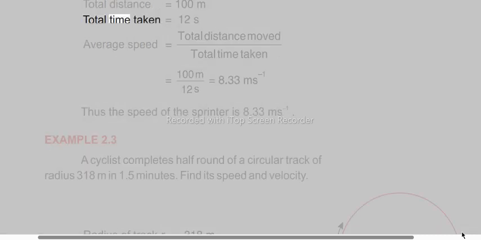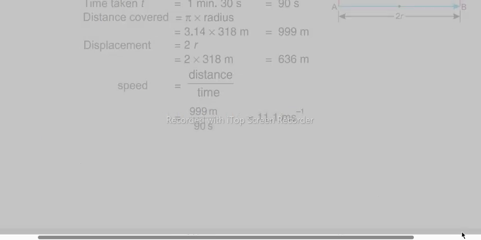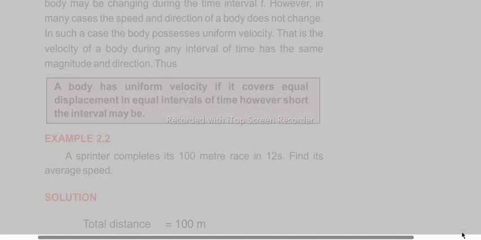Total distance, total time taken, average speed. Radius of track r, time taken t, distance covered, displacement, speed.